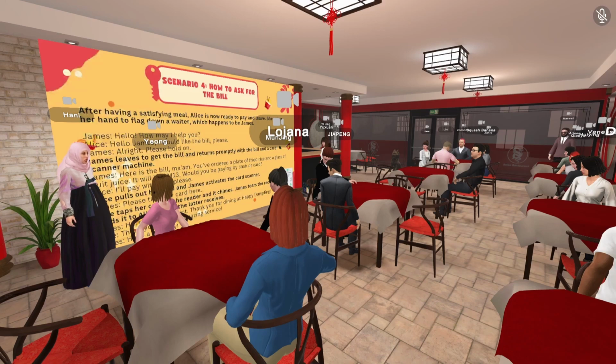Alice pulls out her card and James activates the card scanner. And please tap your card here. Alice taps her card on the reader and it chimes. James tears the receipt and hands it to Alice, which the latter receives. Here's your receipt. Thank you for dining at the Happy Dumpling. Thank you for your amazing service. Have a nice day.